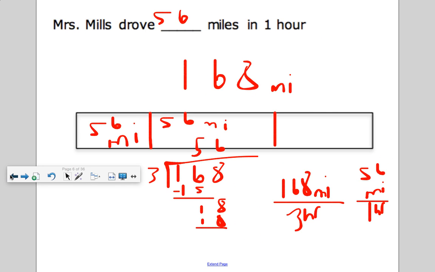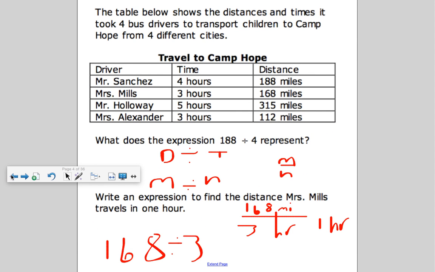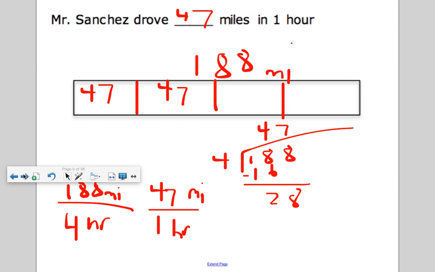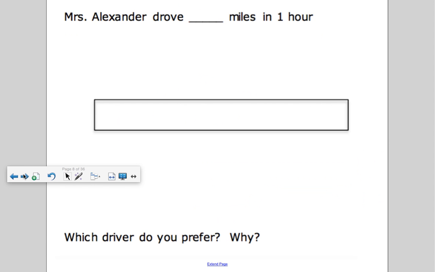And the last person, Alexander. 112 miles in 3 hours. So I need to break this down into 3 sections. So of 112 miles, I need to break it down into 3 sections. How many miles will go in each hour, each section?